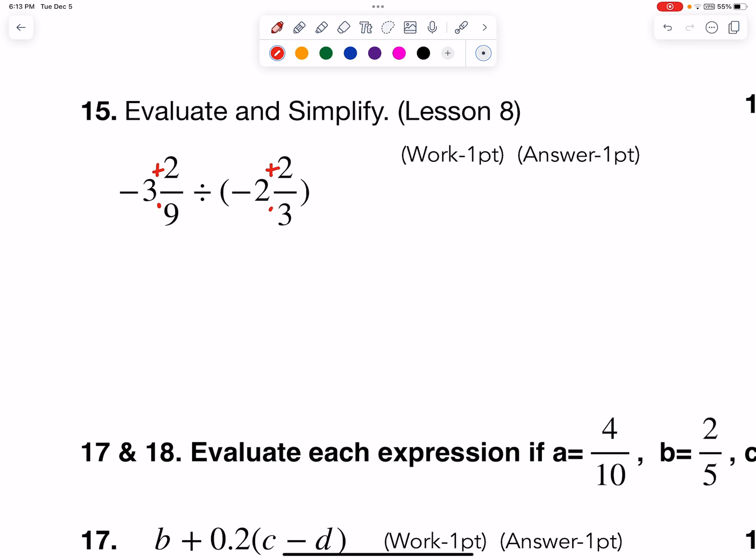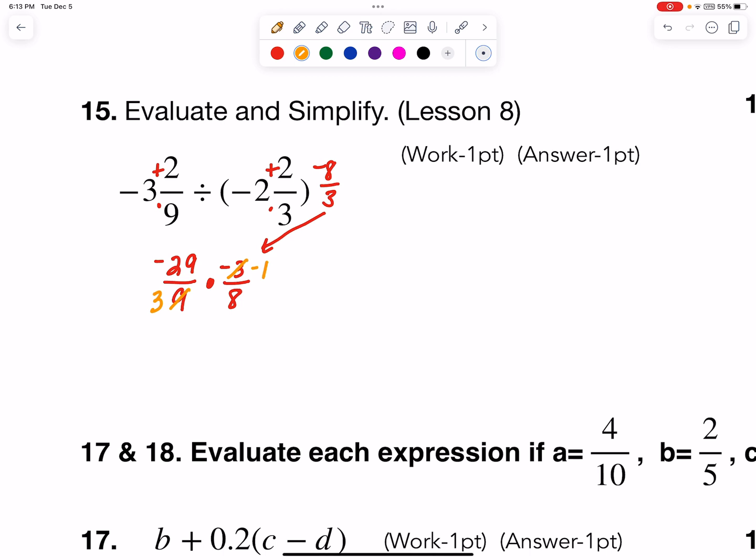So 3 times 9 is 27 plus 2, 29. So I have a -29/9, and multiply by the reciprocal. So 3 times 2 is 6, plus 2 is 8. So I have 8/3, but I'm going to do the reciprocal. So we have -3/8. Okay. Now always ask yourself, can you cross simplify? Okay. I can here, divide by 3. I have a -1 and I have a 3. The 29 and 8 I can't.